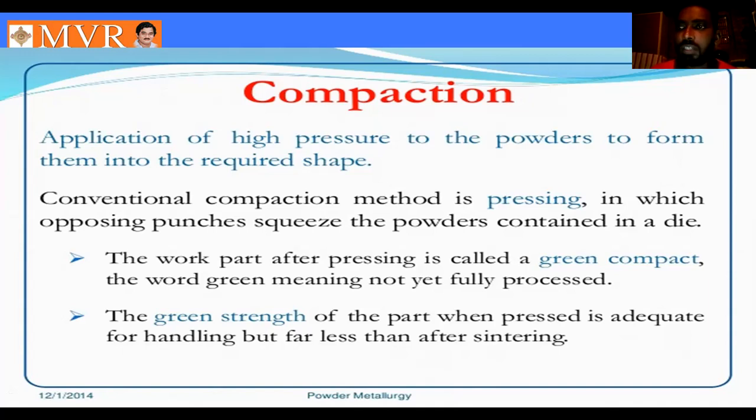The required shape comes from the die, which we prepare beforehand. Based on the die, we get the required shape. High pressure is used to form the required shape, and this is what we call compaction. The conventional compaction method is pressing.